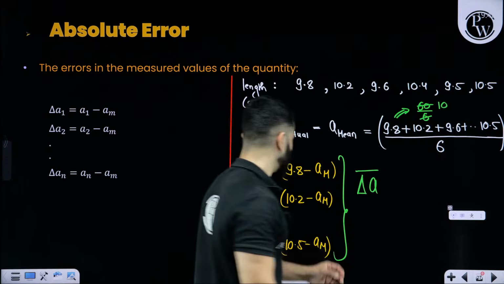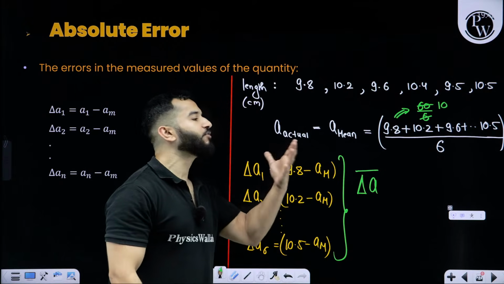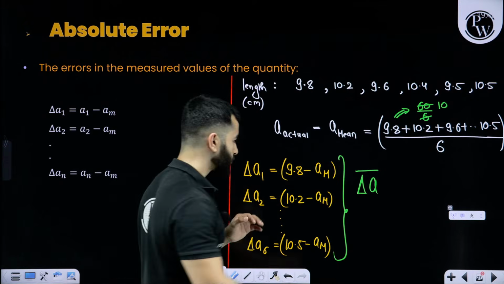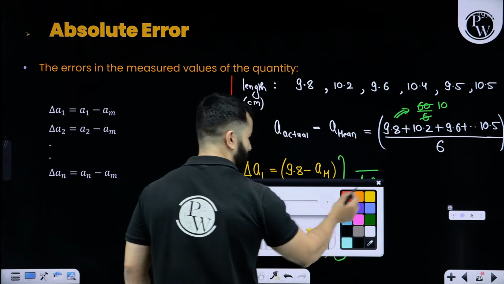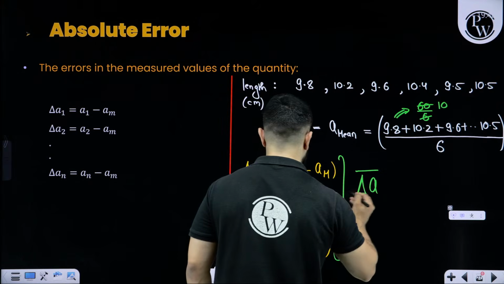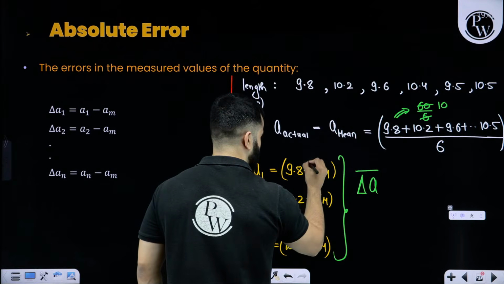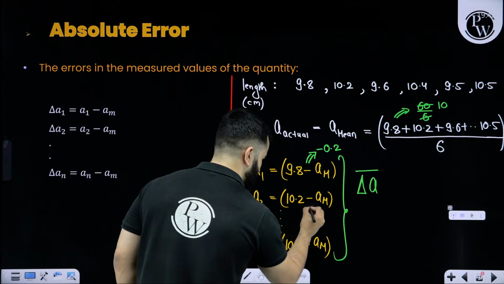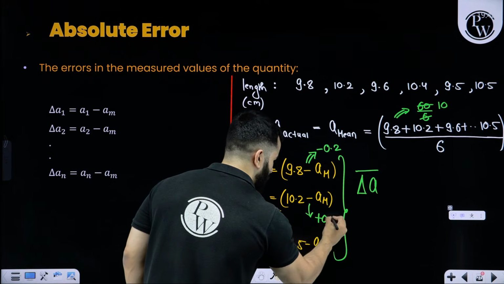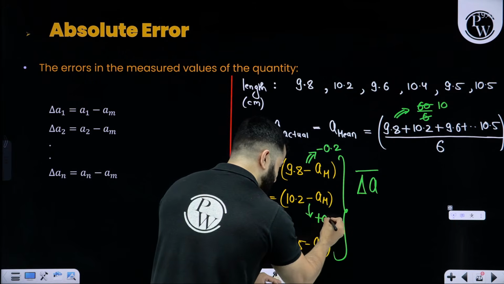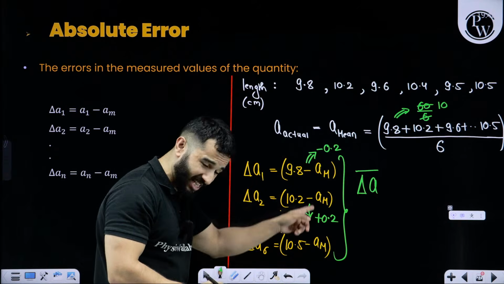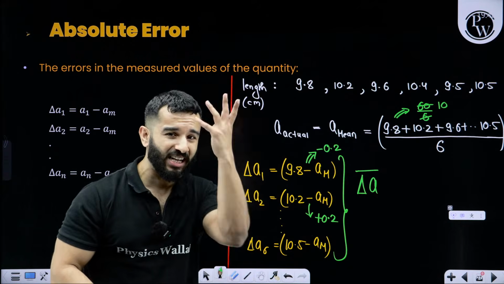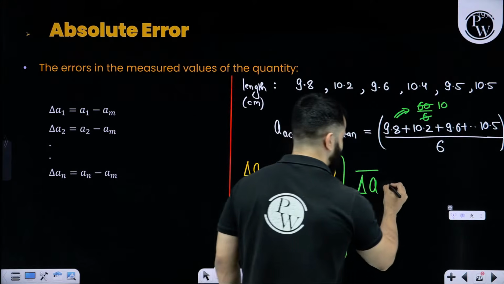You can also ask me why we are taking mod values. The reason is that, let's suppose the actual value comes out to be 10, and this error comes out to be minus 0.2 and this comes out to be plus 0.2. If you add them without taking the mod signs, you might get the answer as 0.